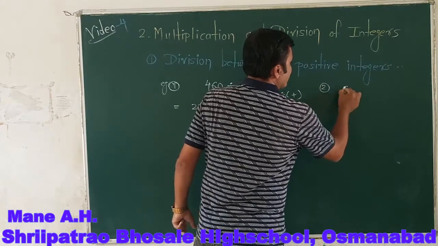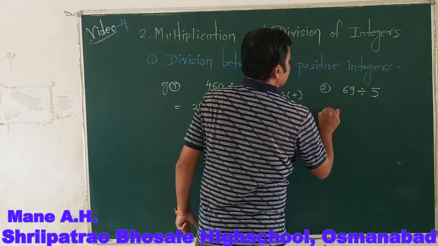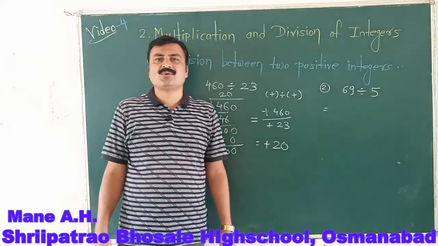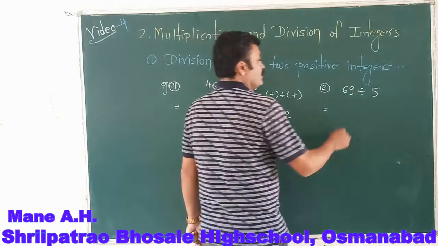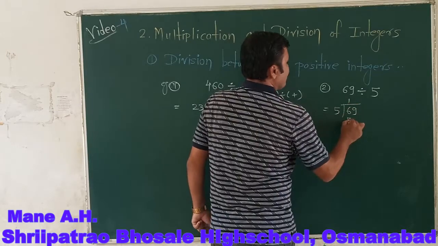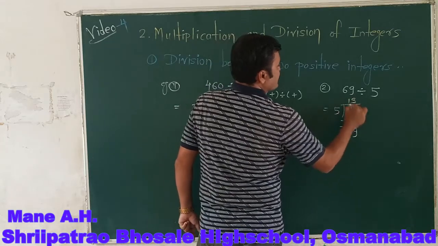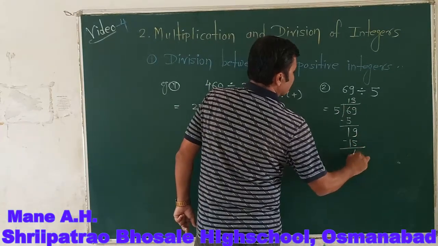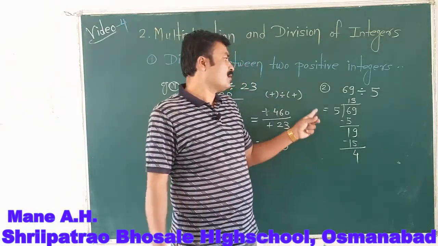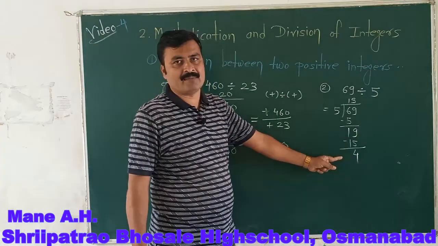The second example that I want to explain here is 69 divided by 5. 69 is a positive integer, 5 is also a positive integer. Now if you think of the division of 69 by 5, 5 ones are 5, remaining 1, 9 comes down, that makes 19, 5 threes are 15. So I think in this second example we do not obtain a complete division. या ठिकाणी आपल्याला पूर्ण भागाकार मिळत नाहीये दुसऱ्या उदाहरणामध्ये.